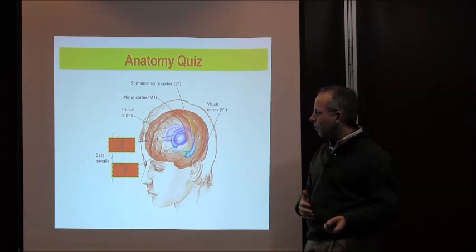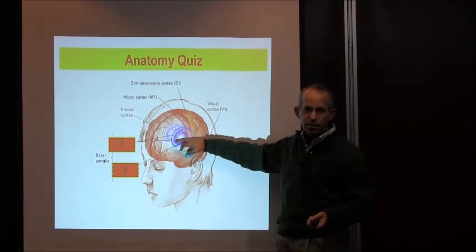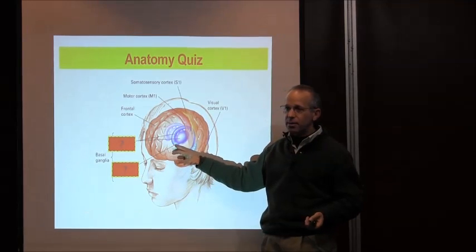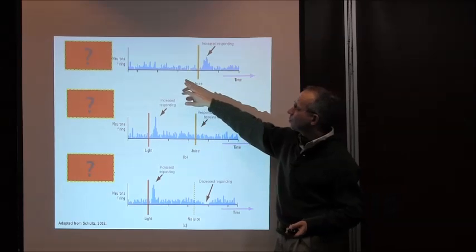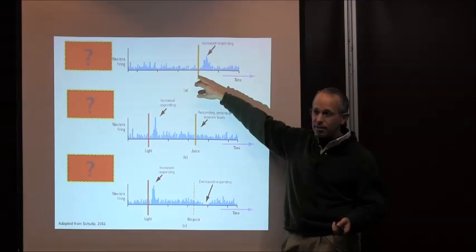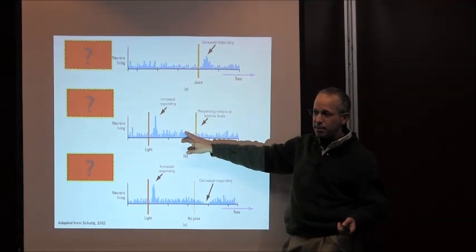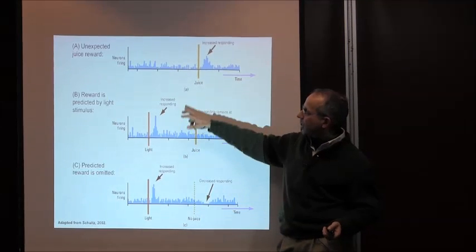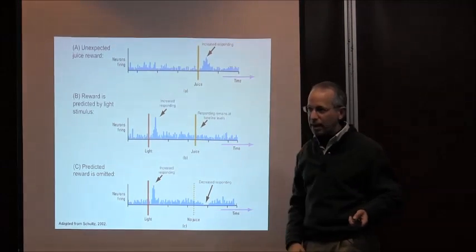So a quick anatomy quiz. What is this? More specifically, okay. And what is this? Down here? Great, okay. What kind of situation are we seeing here from a behavioral perspective? This top one? Right. And this is? Okay. So in this case, it's an unexpected juice reward, reward predicted, and predicted reward omitted. So the same thing.